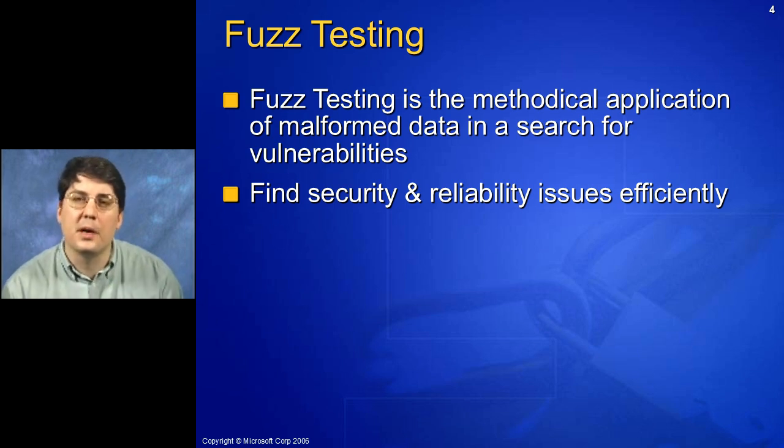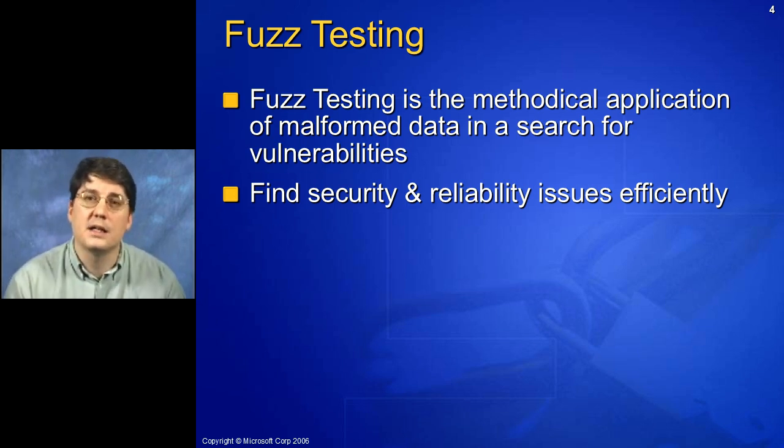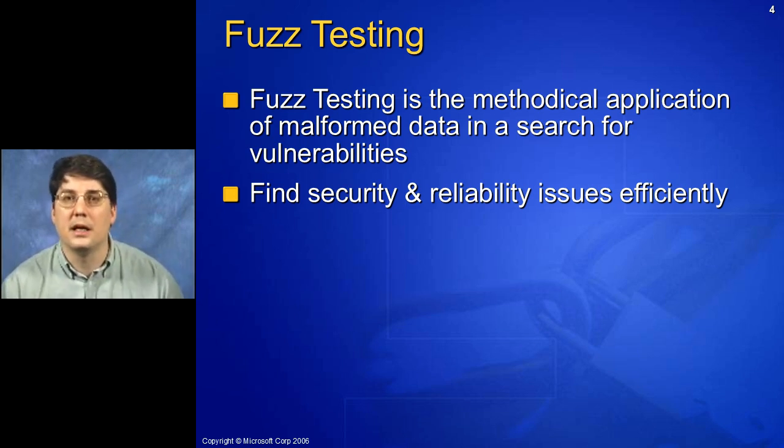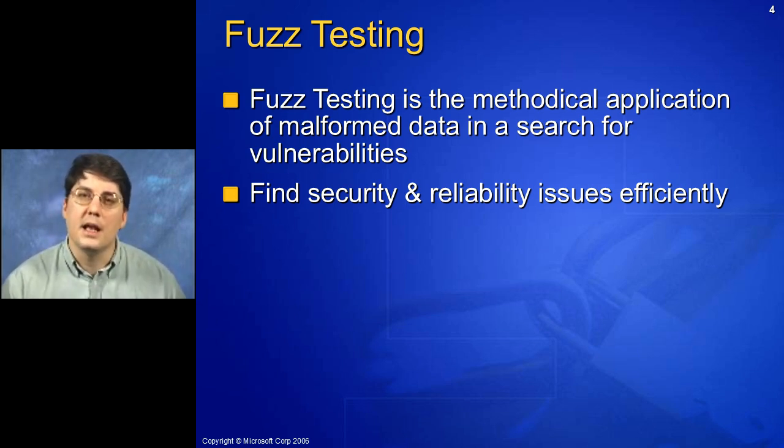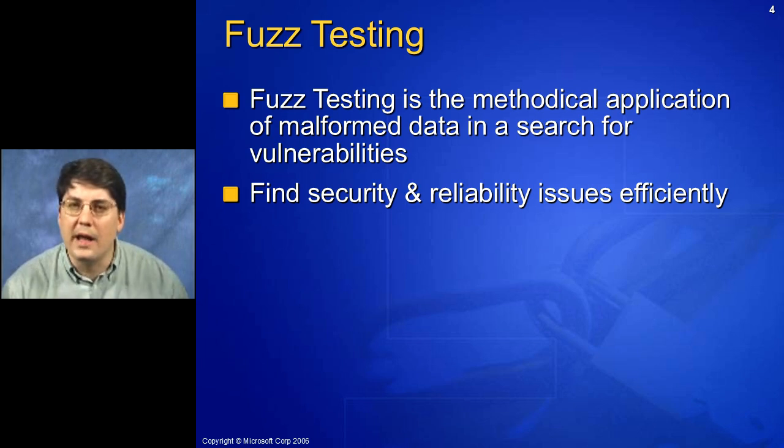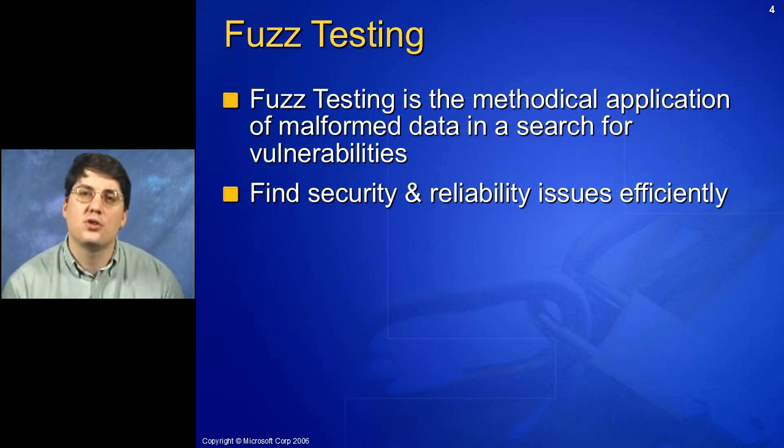The method we use here at Microsoft to find unintended functionality in our systems is called fuzz testing. Fuzz testing is the methodical application of malformed data in a search for vulnerabilities. It is not, as some people characterize it, simply randomly throwing input into some application. There's a method behind it, a structured way of choosing malformed data to look for particular classes of failures. And we know that it finds security and reliability issues efficiently.